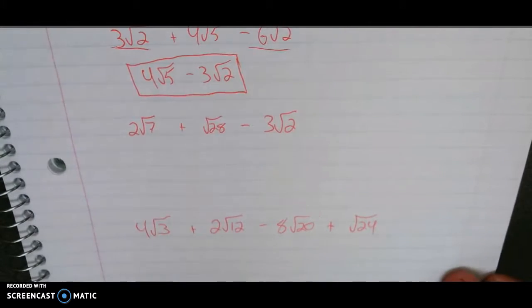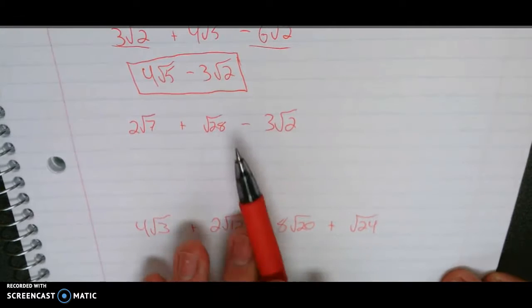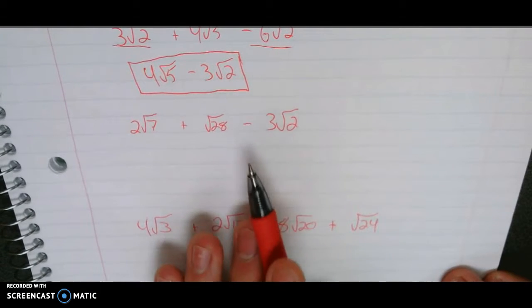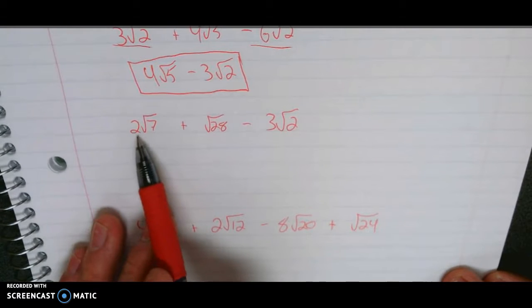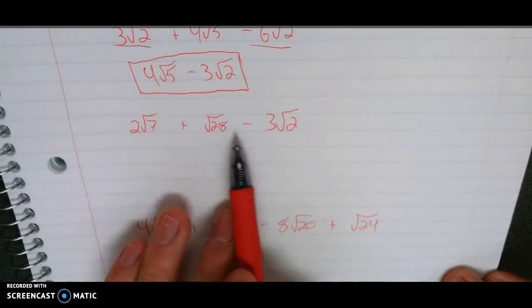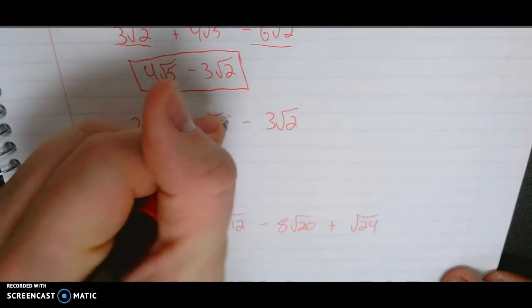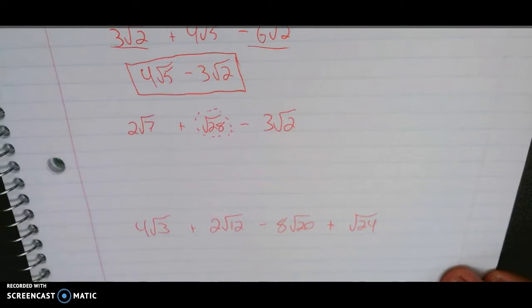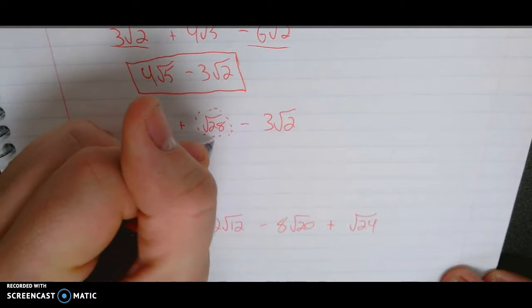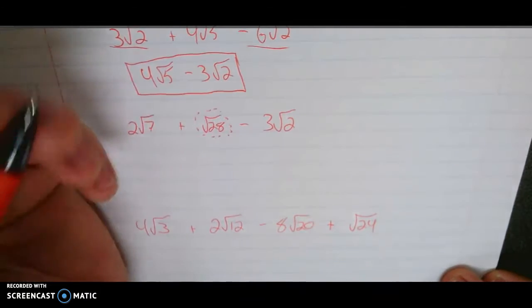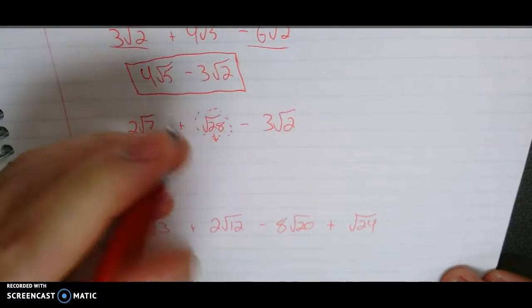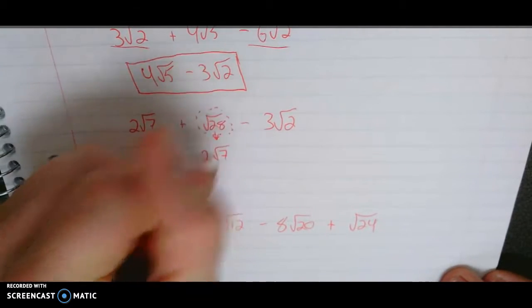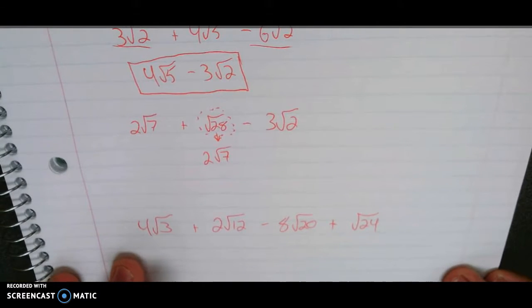Now we might see future examples in which it's a little bit more difficult. Sometimes we might have to simplify radicals down. For instance, we have 2 rad 7 plus rad 28 minus 3 rad 2. Well, this rad 28, chances are, can reduce down. So we can go through and we can simplify this. Whether it's the prime factorization method or the perfect squares method, we can factor this thing down, and it's going to turn into a 2 rad 7 after simplification.